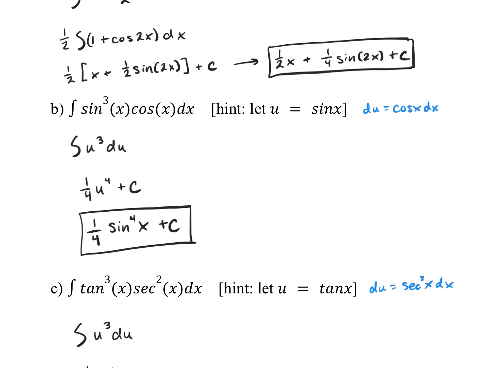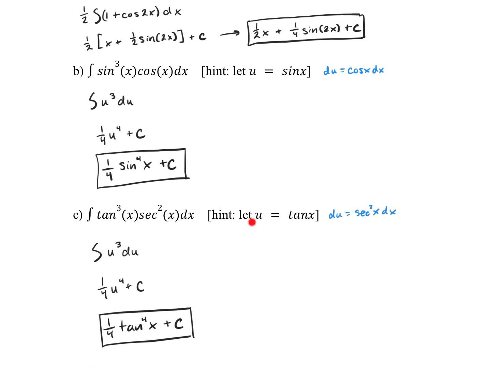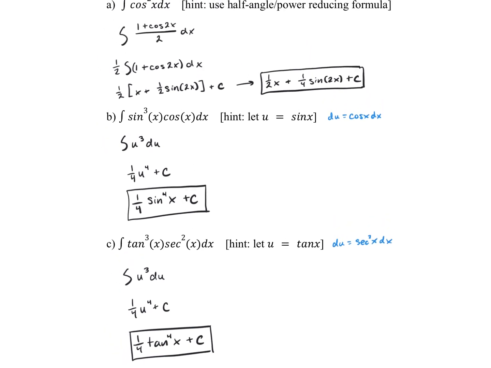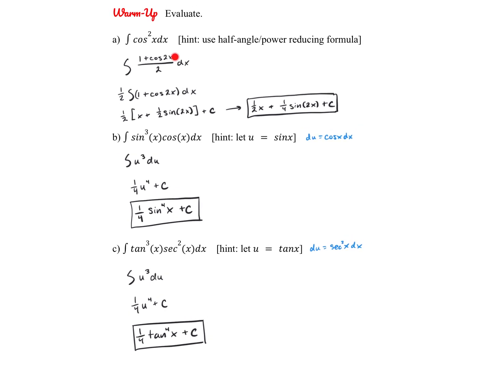For part B, I gave you the hint to let u equal sine of x. That allows you to substitute out cosine of x dx for du, and then you just have the integral of u cubed. So find that antiderivative and substitute back in for u. And for part C, if you set u equal to tangent of x, it's a pretty nice problem because du is secant squared x dx. So it works out really nicely for the u sub, and you end up with 1/4 tangent to the 4th x plus c. All of these things that we're using in the warm-up, we're going to use pretty heavily today. So if you're a little iffy on any of those, make sure you go back and review them.